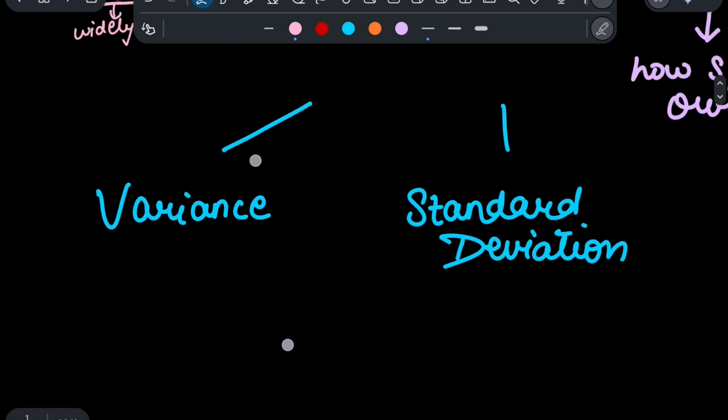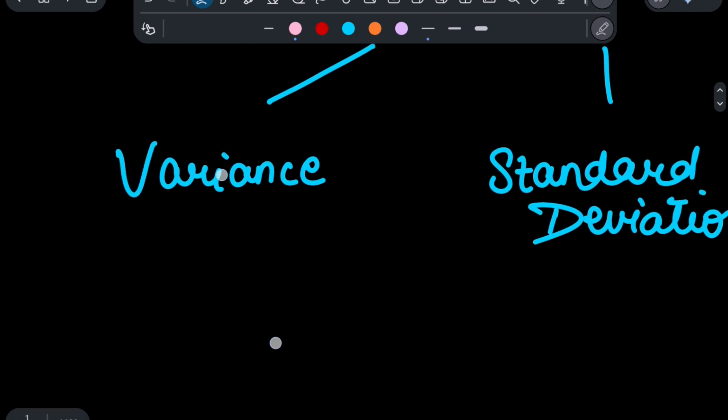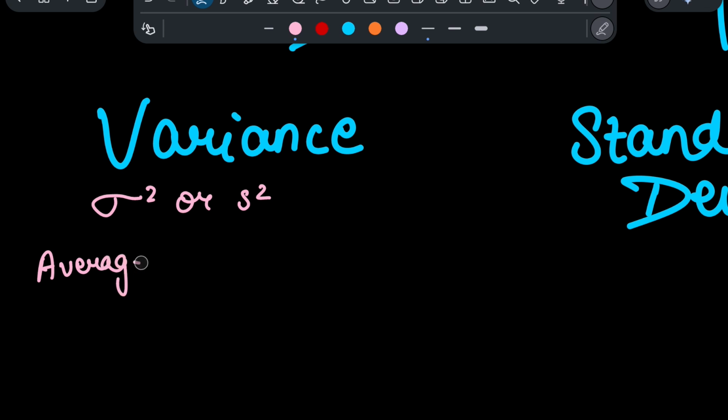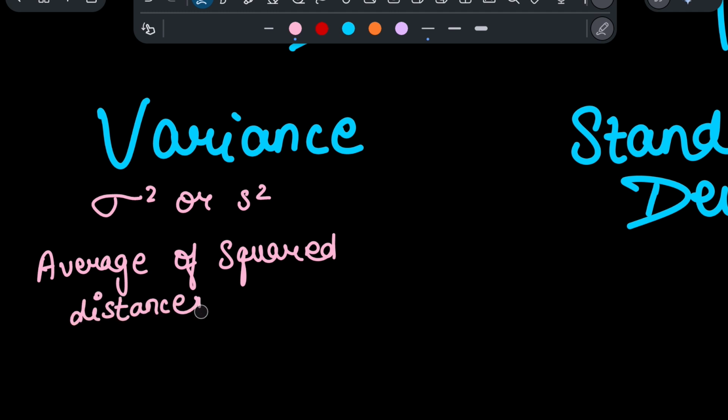Now talking about the variance first, we denote the variance with sigma square or s square. Talking about the definition, variance is nothing but the average of the squared distances from the mean.